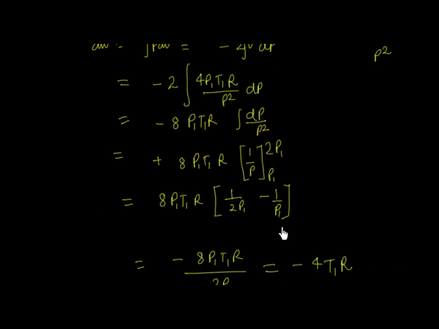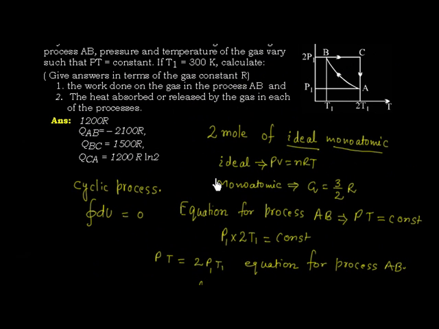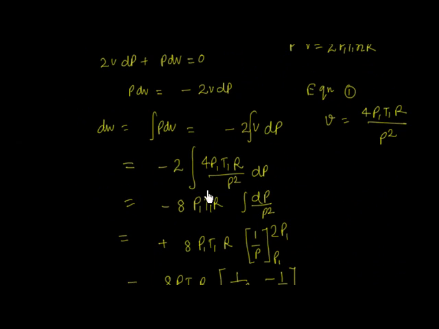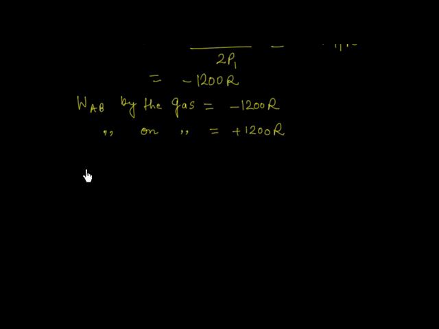Now let us discuss part B and part C. So what is part B? This says heat absorbed or released by the gas in each of the process. So I have to find what is the heat released in process AB. So if I know dW, and if I can calculate dU in process AB, so change in internal energy is nothing but n Cv dT. If you remember, n is 2 and Cv is 3 by 2 R.